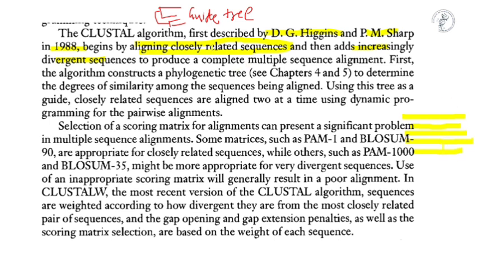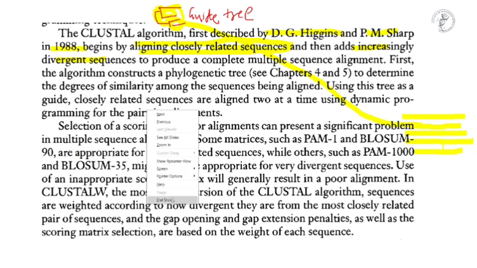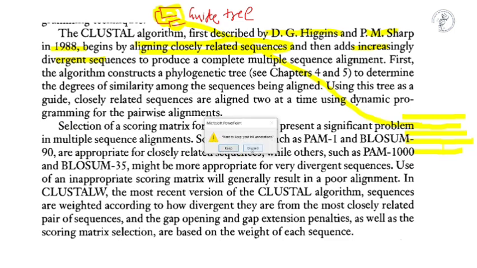So they first align the closely related sequences, which are found by first constructing a guide tree. Using that guide tree, they find the closely related sequences, and those are aligned first, and the less closely related, divergent sequences are aligned later. That is what Clustal W is doing.